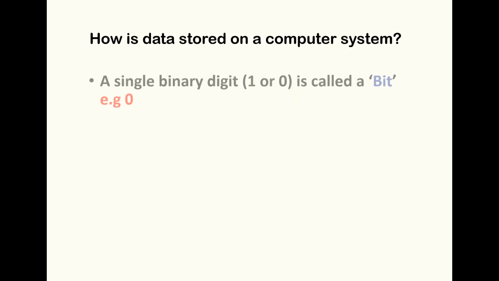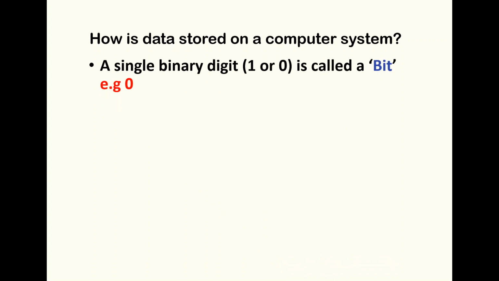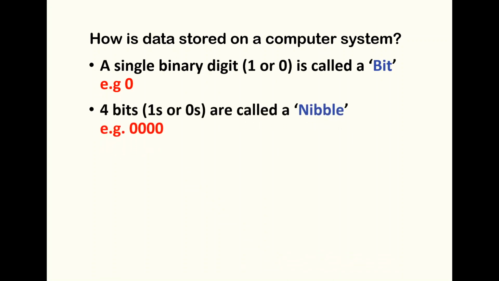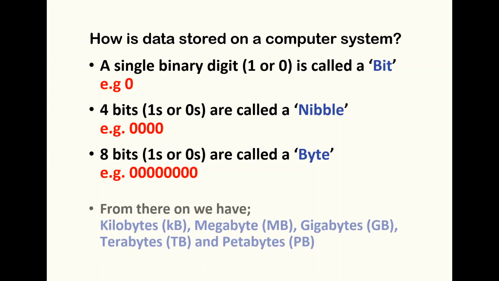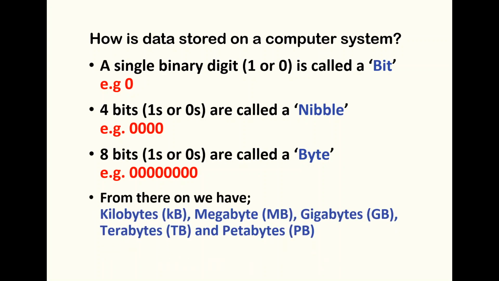Okay, and finally, units of data. So we've looked at binary. Binary is arranged in units. They go up in size. So remember, everything stored on a computer is in binary. A single 1 or 0 is called a bit. 4 1s and 0s is called a nibble. 8 1s and 0s is called a byte. And from there on, we have kilobytes, megabytes, gigabytes, terabytes, petabytes, etc.